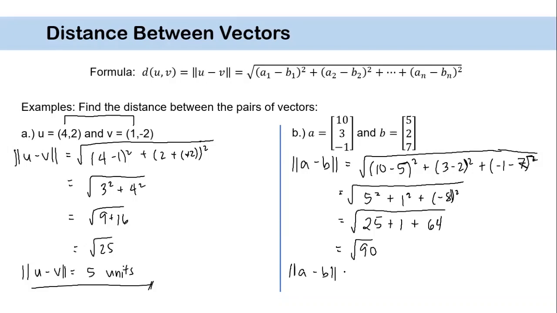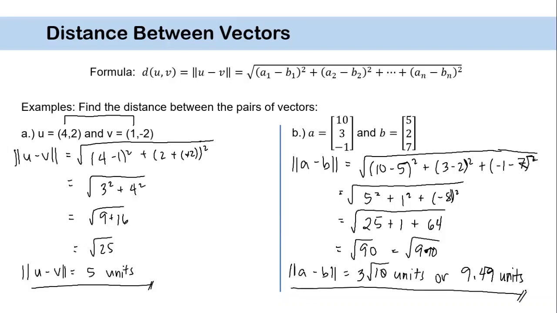Pwedeng ang sagot dito ay radical o kaya estimate natin in decimal na rounded off to the second decimal number. Kung tayo ay magkakaroon dito ng radical form, di ba pwede natin yung i-factor as 9 times 10. Tapos yung 9, kukuha na natin ng square root. This will be 3 square root of 10 units. Or kung gusto mo na gawin yung decimal, that is approximately equal to 9.49 units. So yan yung distance between those two vectors.